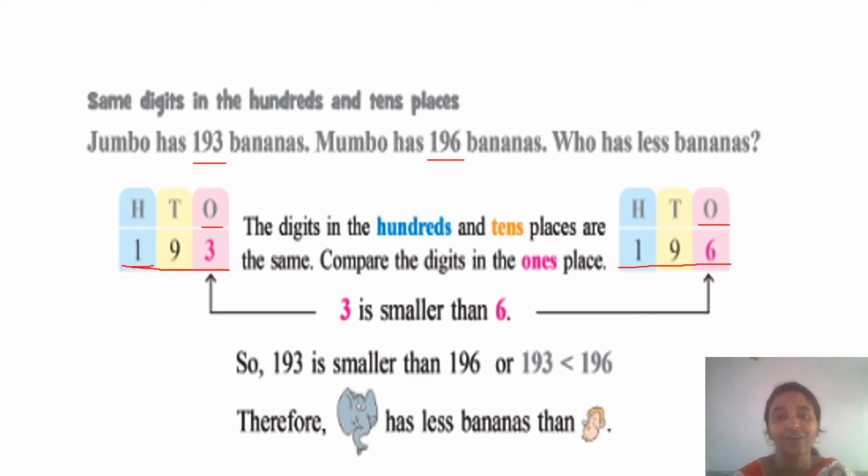Hundreds is 1 and 1 for both of them, right? Moving to tens, 9 and 9. Here also both are the same. Now you should move to ones place. In ones place 3 is there for one number and for another number 6 is there. So which is the smaller number, 3 or 6? 3 is smaller, right? So 193 is smaller than 196. What is the smaller than or less than sign? This one, right? So Jumbo is having fewer bananas than Mumbo.